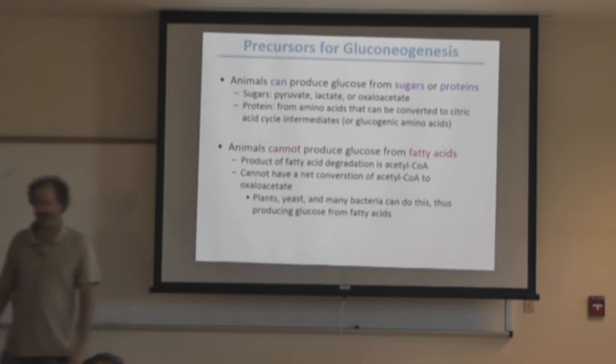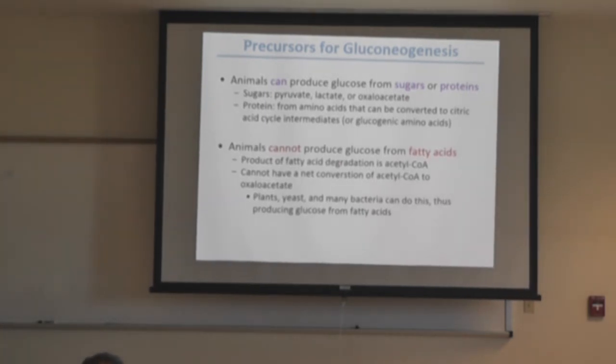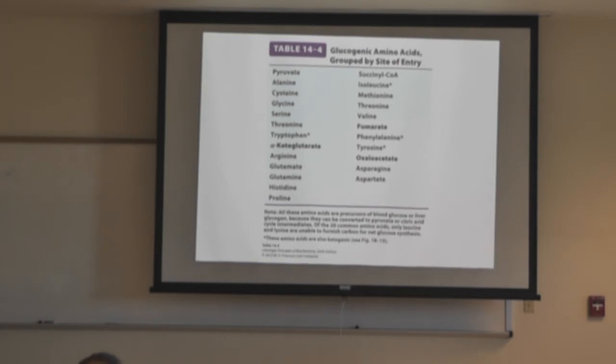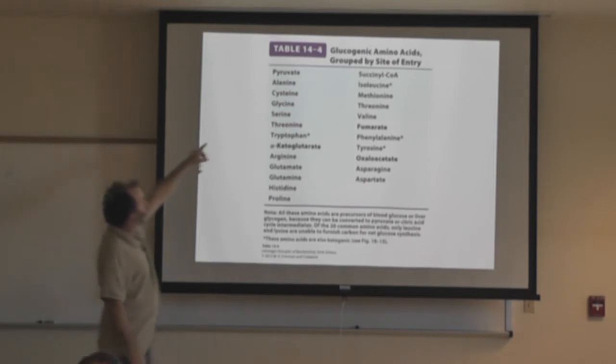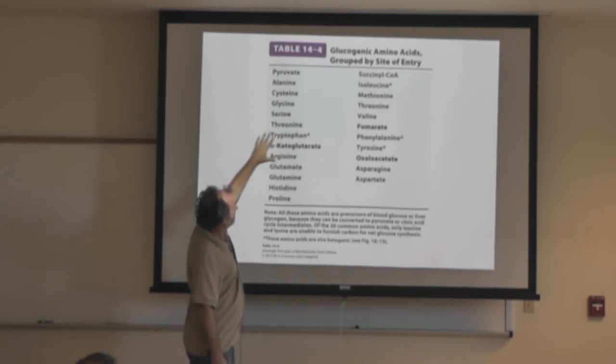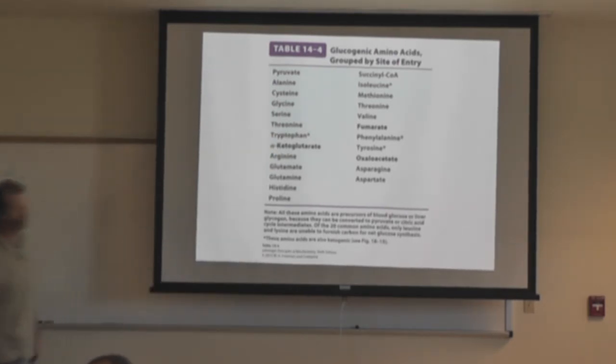They can produce glucose from fatty acids, among other things. They can produce everything they need, basically, right? If they have to, right? So, glucogenic amino acids grouped by site of entry. So we have pyruvate, alanine, cysteine, glycine, serine, threonine. All of these can be made into sugar. I'm not going to ask you about those just yet.